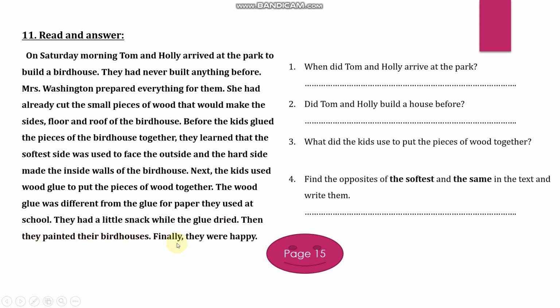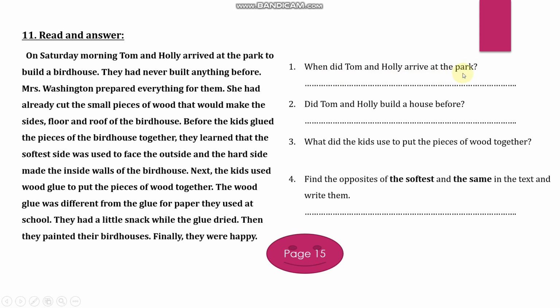Finally, they were happy. So they went where? To the park to build a birdhouse. For the first time they will build something. Mrs. Washington was there and she prepared many things for them. This is what we understand in general from this passage. Look at the questions. Number 1. When did Tom and Holly arrive at the park?